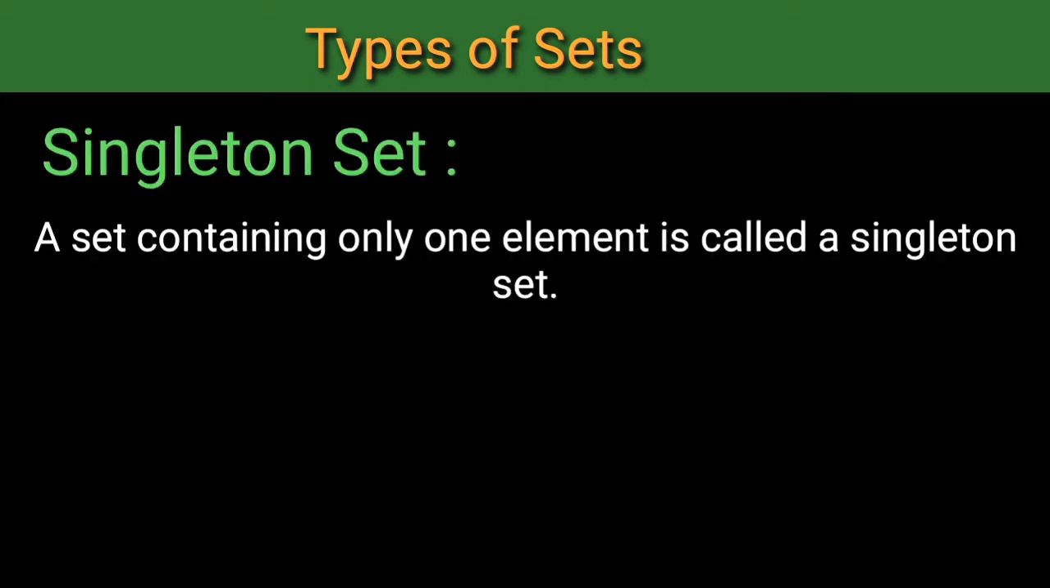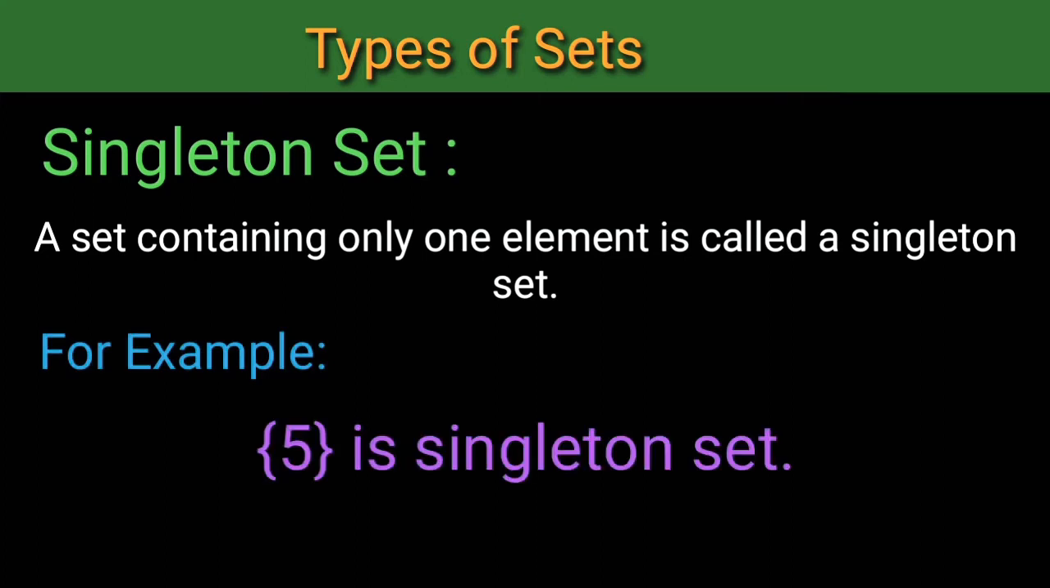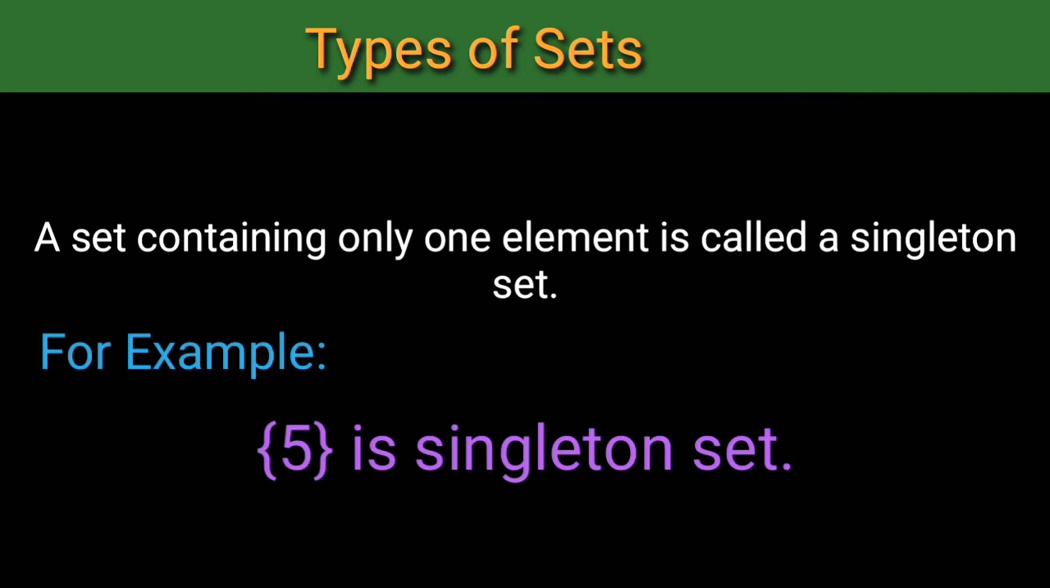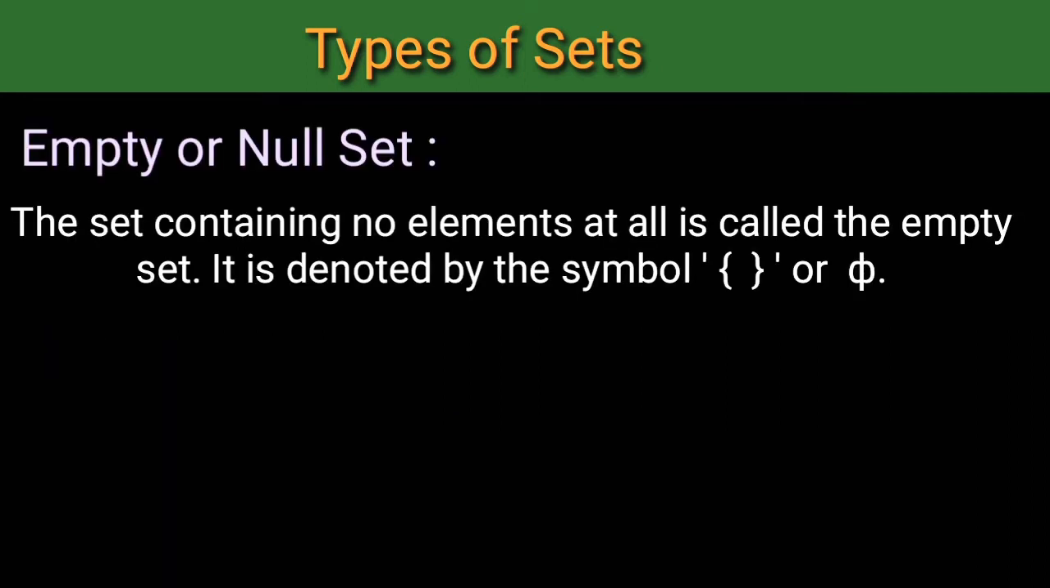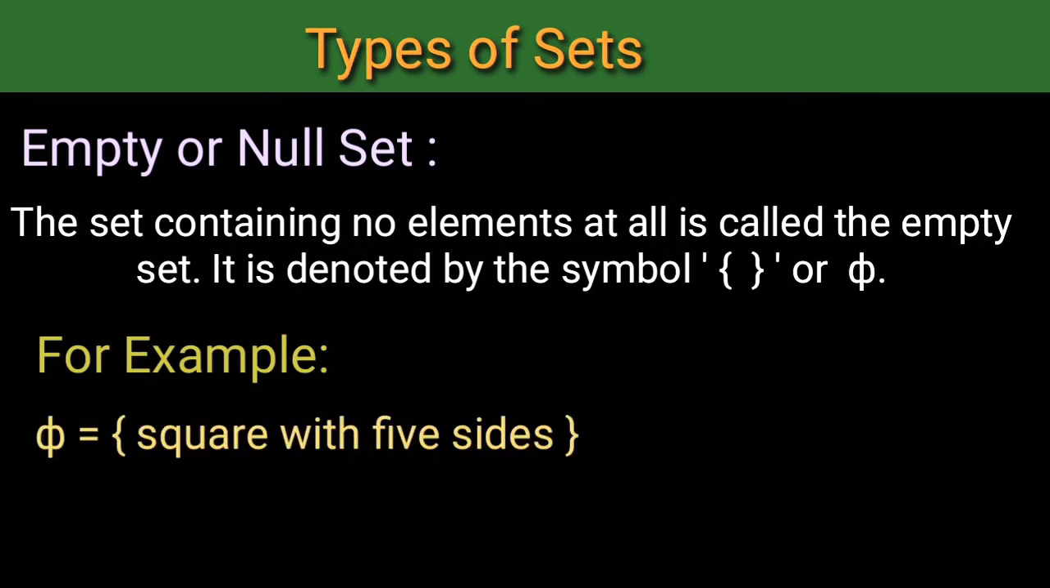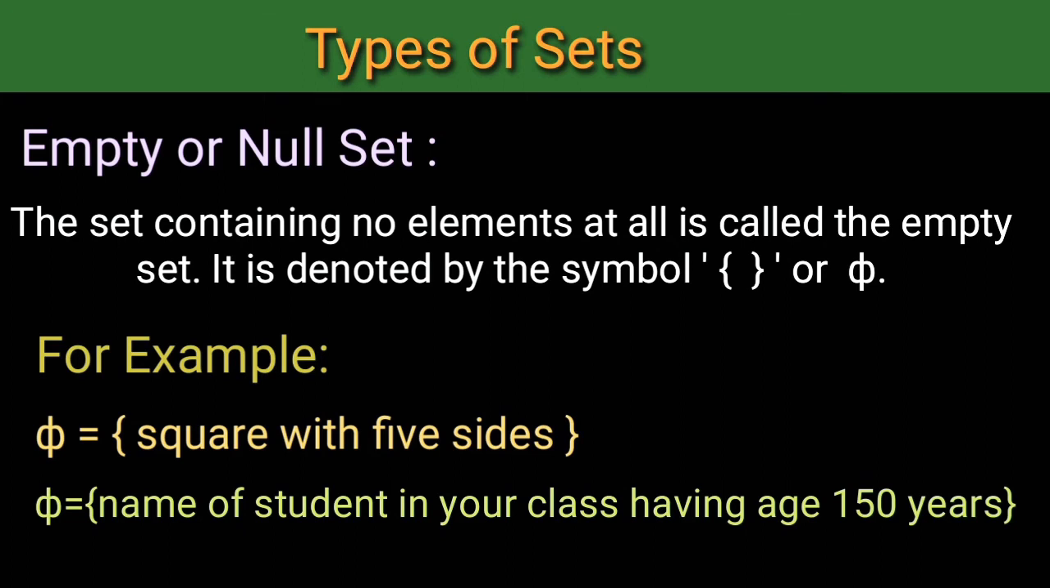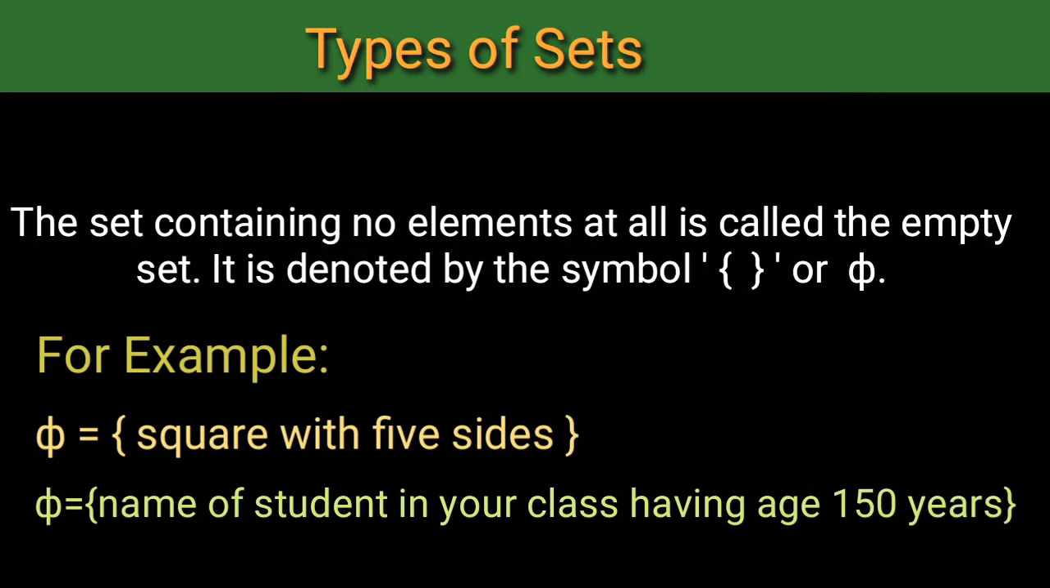Singleton set. A set containing only one element is called a singleton set. For example, {5} has only one element, so it is a singleton set. Empty or null set. The set containing no elements at all is called the empty set. It is denoted by the symbol empty curly brackets {} or phi. For example, the set of squares with 5 sides. There is no square having 5 sides, so the number of elements will be 0 and it will be an empty set. In the same way, the students in your class having age 150 years. No students will be there, so it is an empty set.